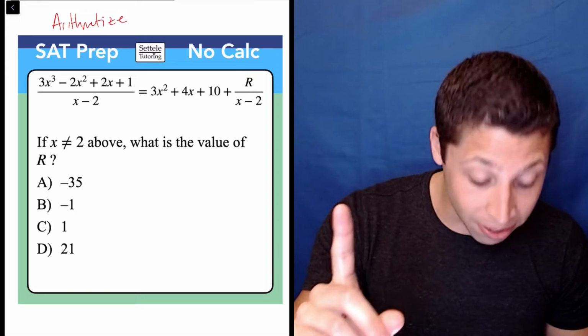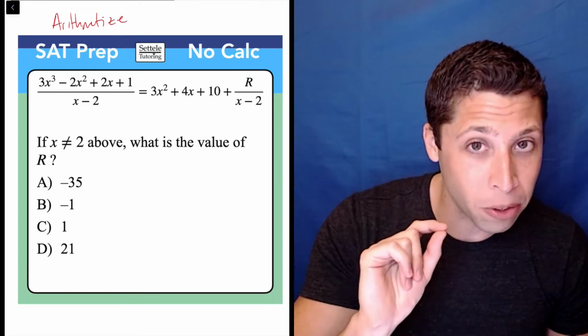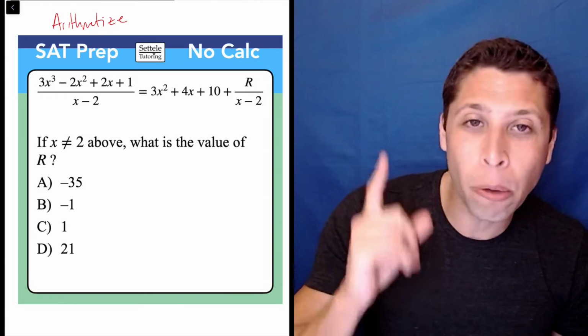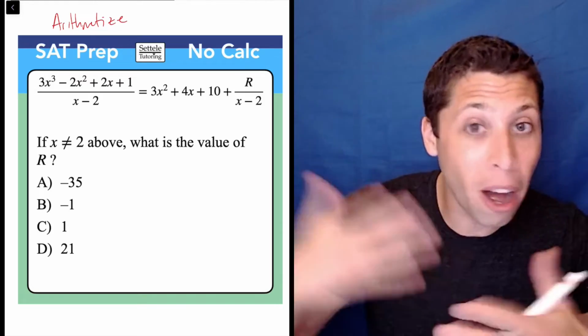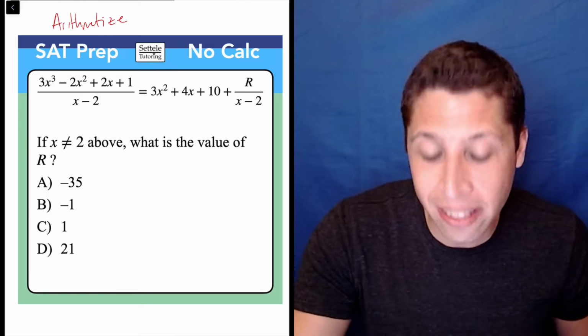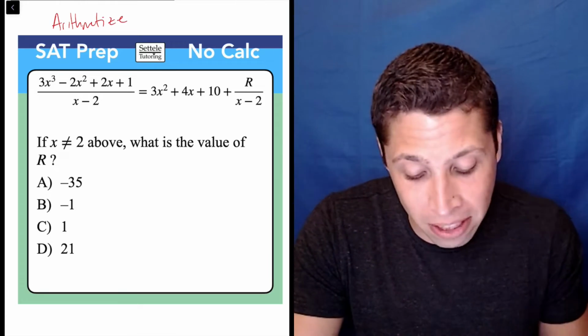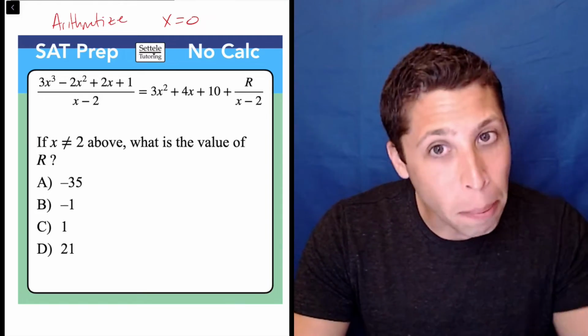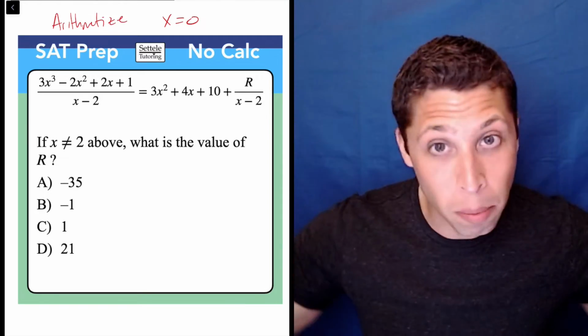Notice that they tell us to find r, one of the variables in the question, but x does not need to be found. The only thing it tells us about x is that it can't be equal to 2, but it doesn't say it can't be equal to other things, so we should just make it something really easy. In this case, I would make my life as easy as possible and arithmetize that x is equal to 0. It's going to be a placeholder, so let's just get rid of them all and see what happens.